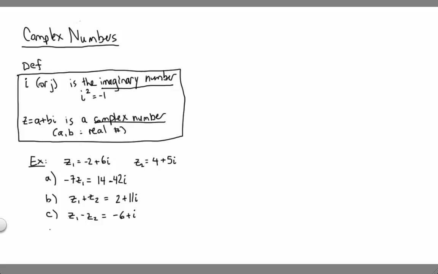Okay, final part here, part D. We're going to see how to multiply z1 and z2 together. So let's take -2 plus 6i, multiply that by 4 plus 5i, and the idea here is just FOIL it out. The main property we need to remember is that anytime we see an i squared, we're just going to write that as -1, or just imagine that as -1.